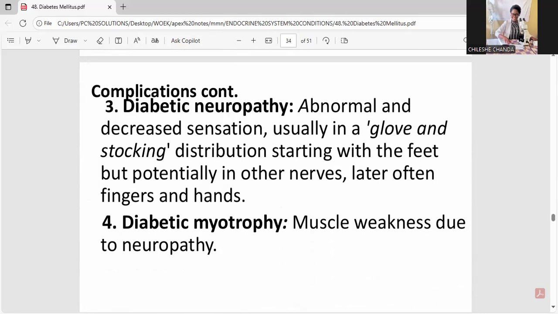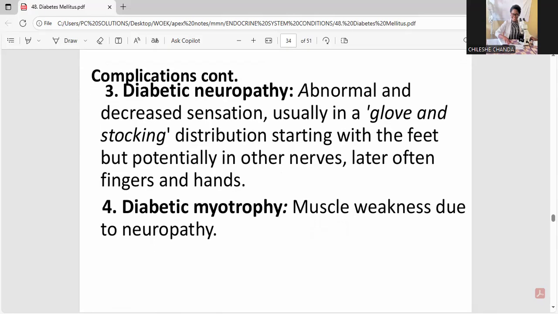The third complication would be diabetic neuropathy. This is abnormal and decreased sensation. Now, this usually happens in the glove and stocking distribution, meaning in the hands and feet. So it starts with the feet, and potentially it can happen in any other nerve. Later, you find that even the hands and fingers are involved.